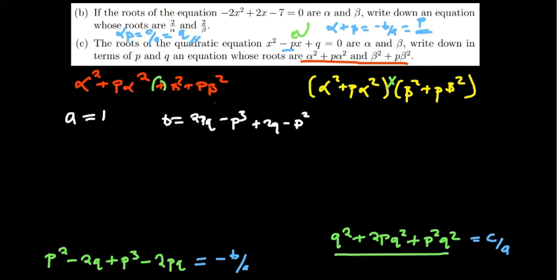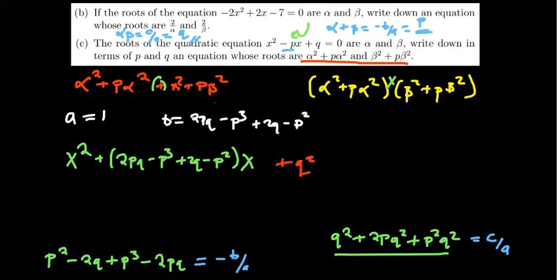So therefore our new equation becomes x squared, our b is 2pq minus p3 plus 2q minus p2 x. Our c is plus q squared plus 2pq squared plus p squared q squared. So that is our form of the equation in the form of p and q.